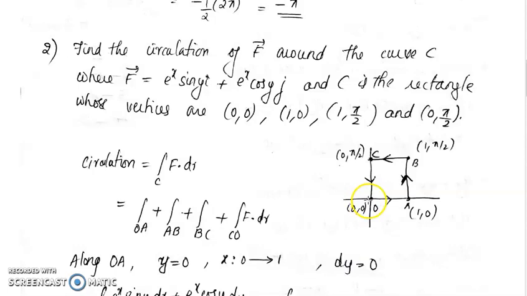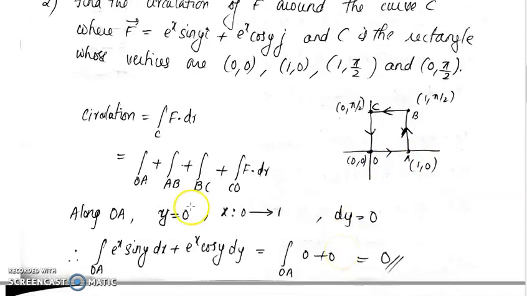Now you can see that along OA, OA is a line segment joining 0 0 and 1 0. So along OA, y is constant, the value of y throughout OA is 0, and x will vary from 0 to 1. So y is 0, so dy will be 0. So your integral is, now when y is 0, sin y is 0, and here dy is 0. So the integrand becomes 0. So the value along OA is 0.